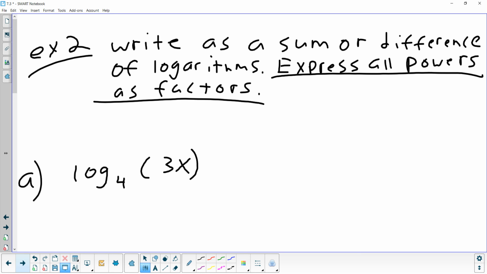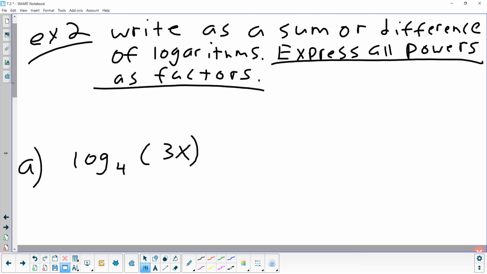Jade, you got a question? I was just going to ask if that would be specified on the test or if it's just implied. Nope, it will specifically say it in the directions exactly like that. Express powers as factors. Which again means move the exponent into the front of the problem.